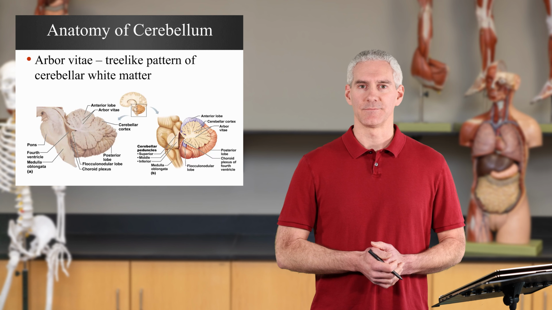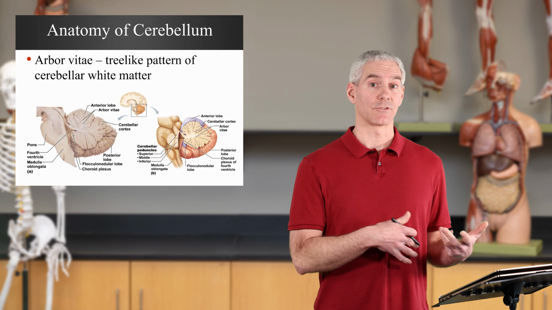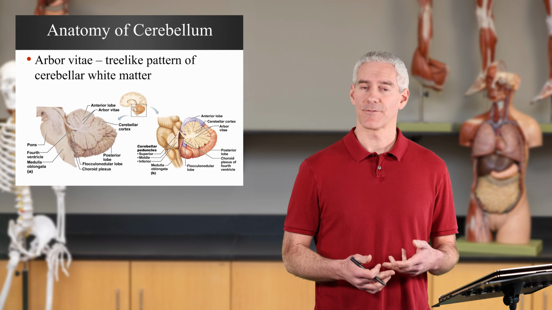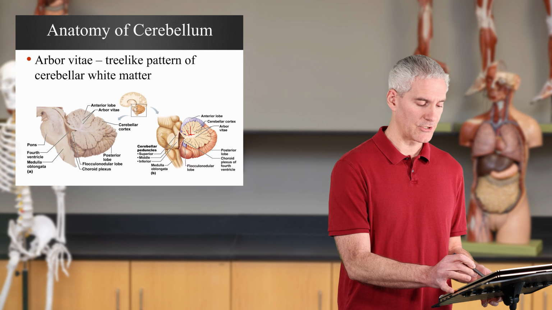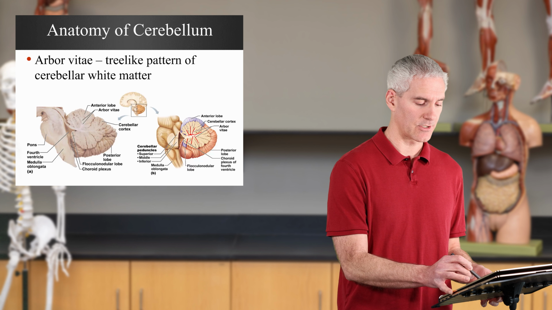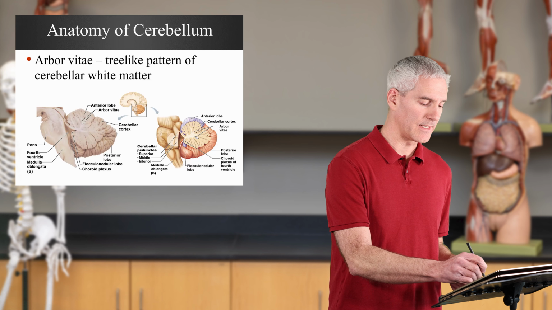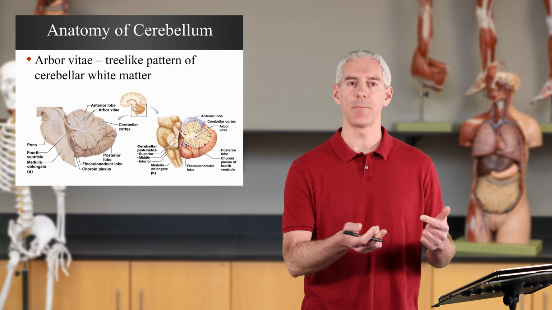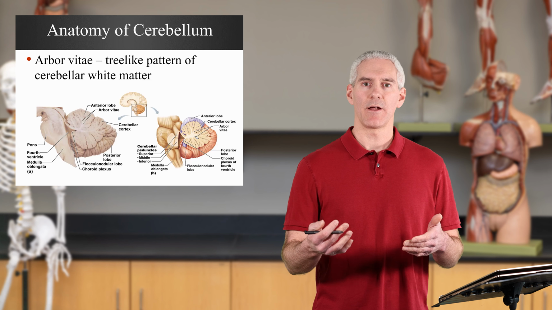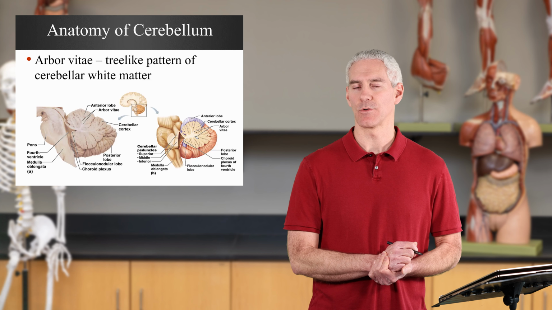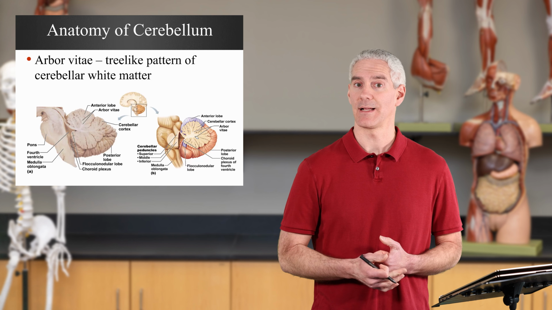The arbor vitae. Now think arbor, tree, vitae, life, which refers to the tree of life. It's the white matter you see here. It's branching out like a tree's branches could be. So the arbor vitae is going to be the white matter in the middle of the cerebellum. So that's the white matter that connects backwards out of the cerebellum, that connects all the cerebellum itself.